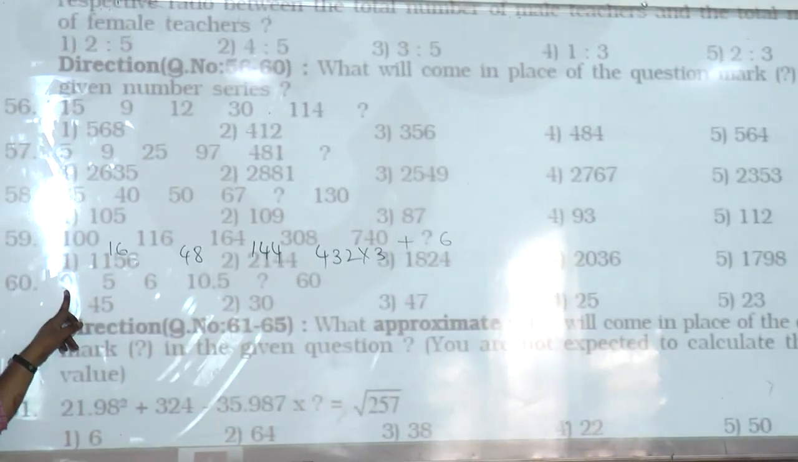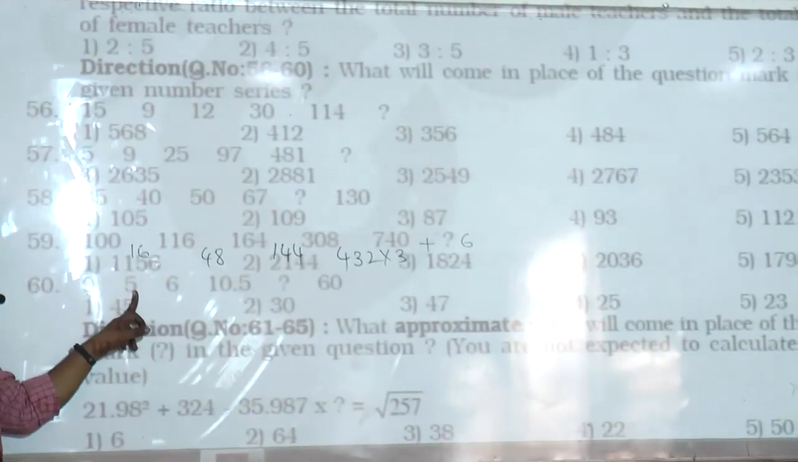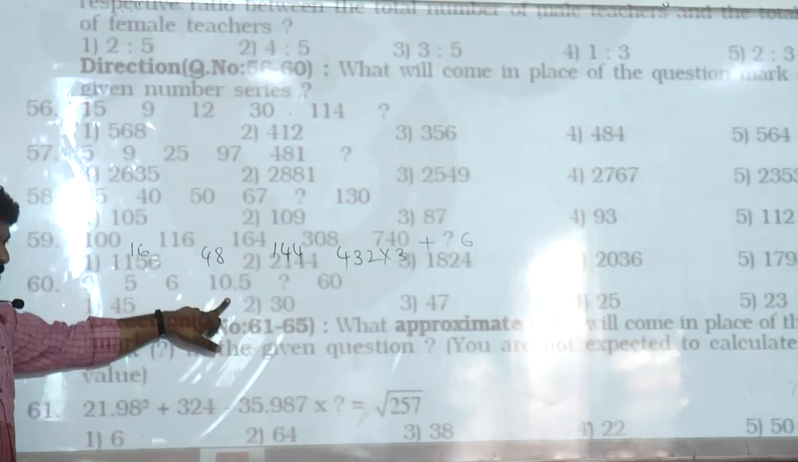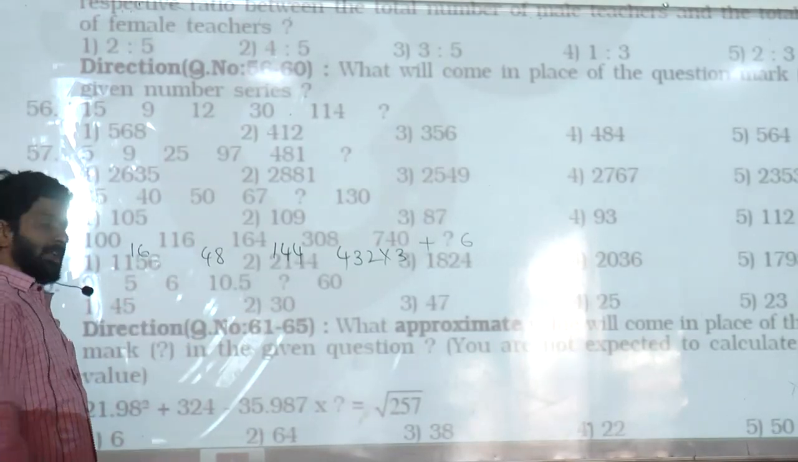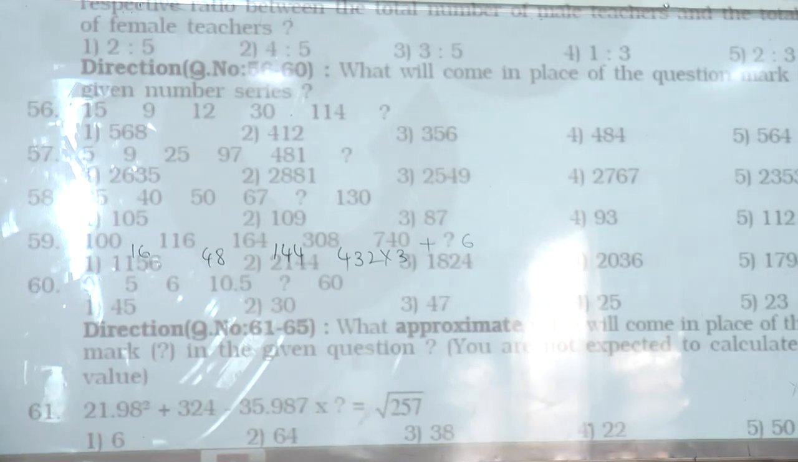Into half, plus half. Into 1, plus 1. Into 1 and a half, plus 1 and a half. Into 2, plus 2. 10 and a half, 2 times, 21. Plus 2, 23. Fifth option.